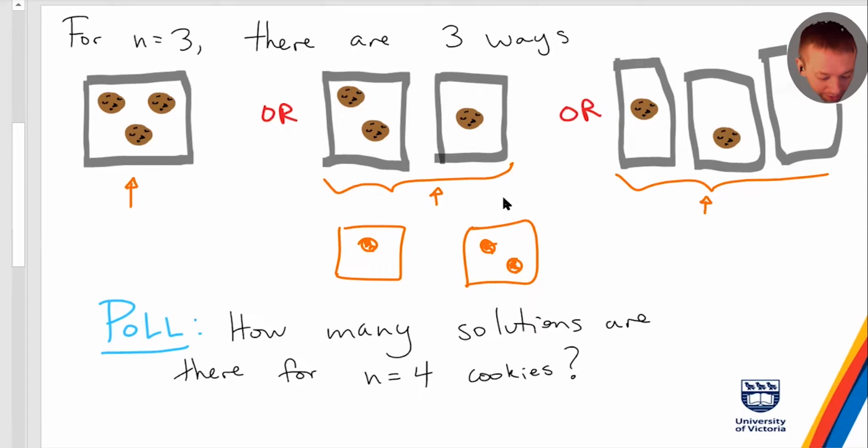So we want to distribute these identical cookies into identical boxes and we want to look at how many ways I can do that. And all I care about is how many cookies end up in the boxes. So just to see if we understand this, let me give you a poll. Suppose I've got 4 cookies, how many ways can I do it?